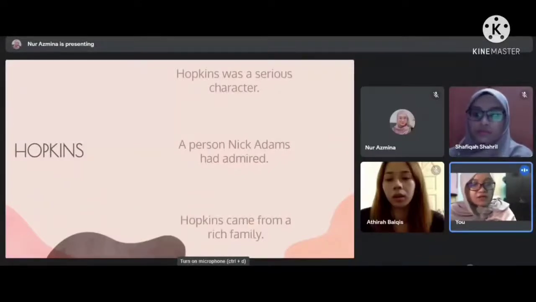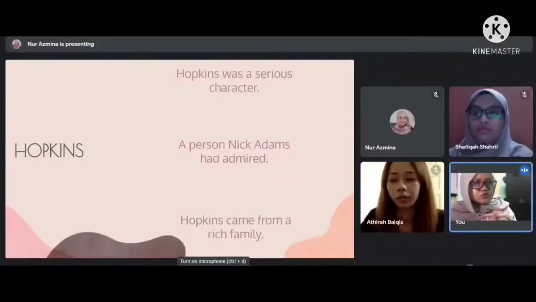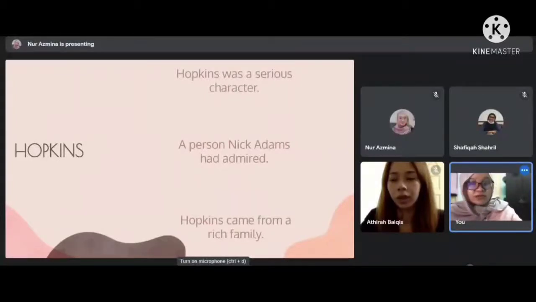However, Nick and him had separated due to perhaps a mission that he had gone on. And after that, when they had gotten separated, Hopkins was never to be heard from again by Nick Adams. Therefore, Hopkins in the short story is presumed to have died.